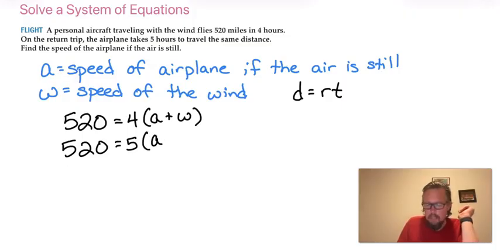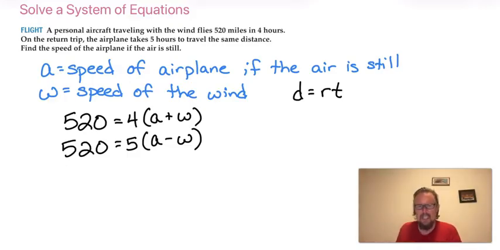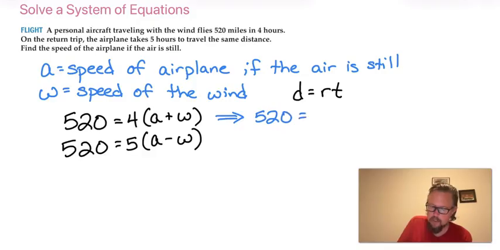So it's going to be the speed of the plane minus whatever the speed of the wind is. Okay, so these are going to be our two equations. Now, obviously, both equations need to have the distributive property done to them. So let's go ahead and do it to our first equation. It's going to be 520 equals, and then distributing the 4 will give us 4a plus 4w.